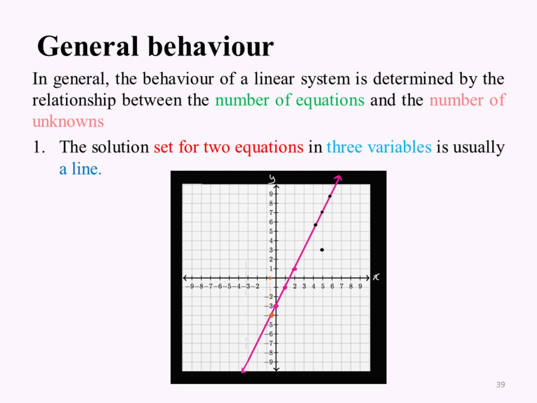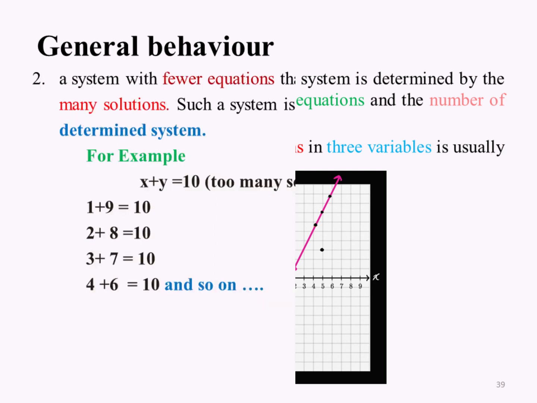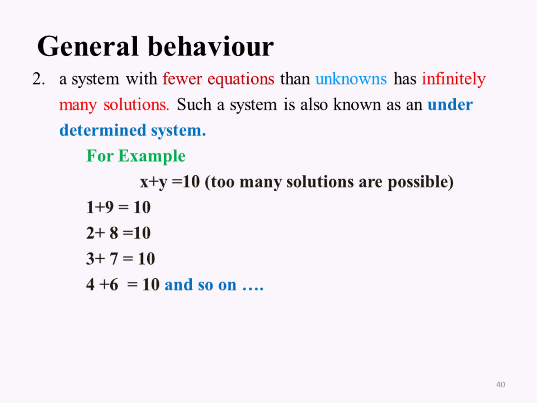For example, if a system has fewer equations than unknowns, it has infinitely many solutions. For example, if x plus y is equal to 10, this is one equation and 2 variables, so this equation has infinite solutions. You can see 1 plus 9, 2 plus 8, 3 plus 7. There are so many numbers that, when added, you can get the result 10. So when the number of variables is more than the number of equations, there will be infinitely many solutions.